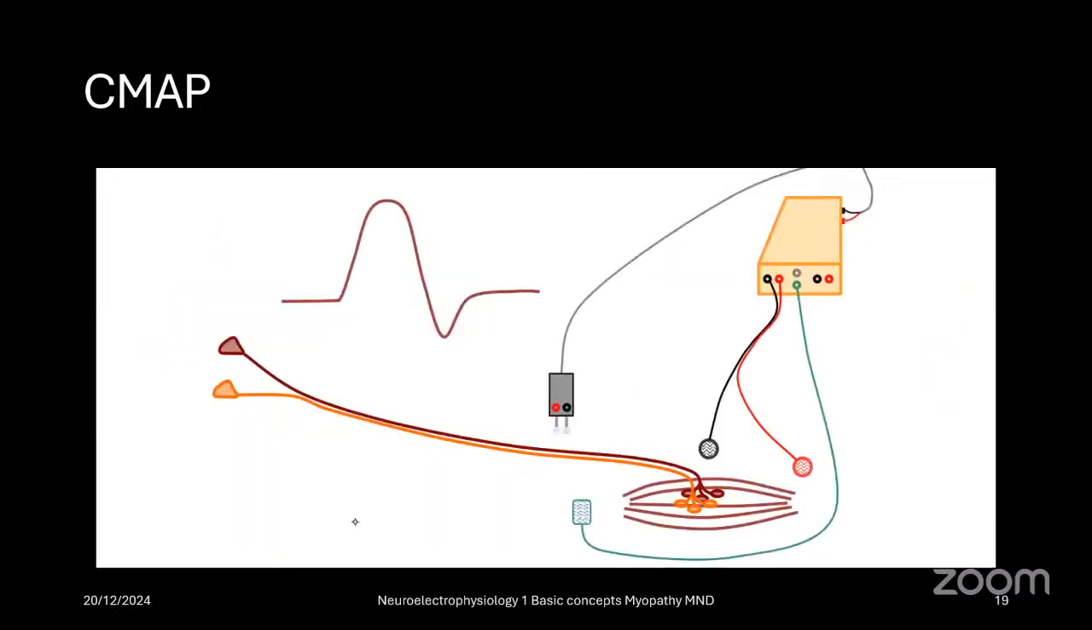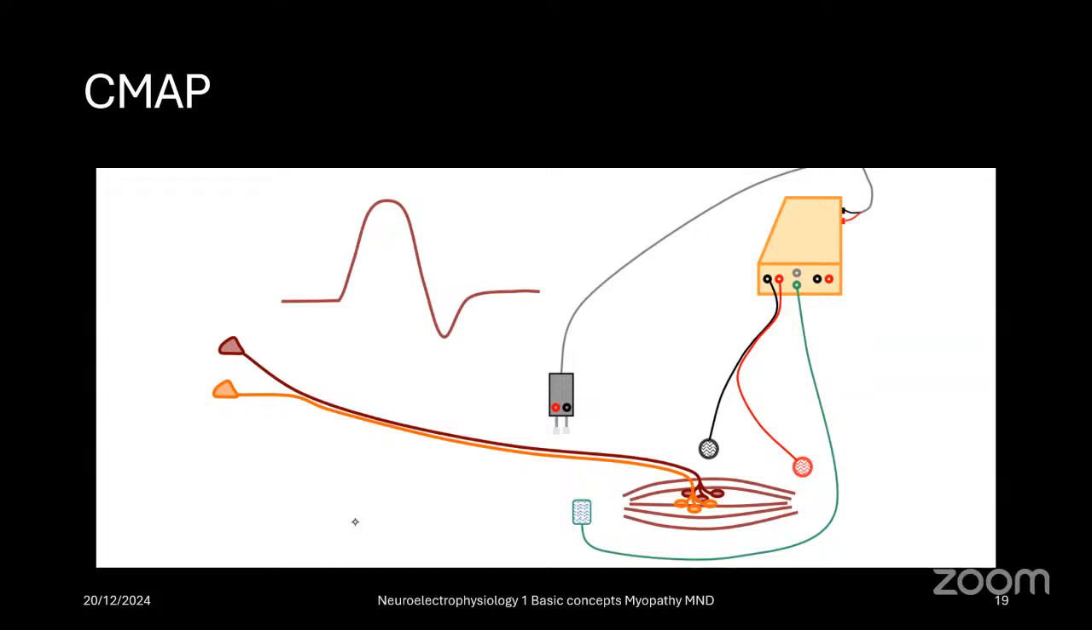And now we go to the compound motor action potential. The morphology can be seen here. You can see the type 1 fibers and type 2 fibers. Both these fibers go and innervate the muscle fibers, which are depicted here.